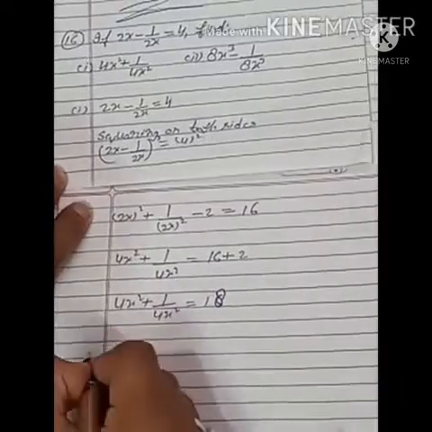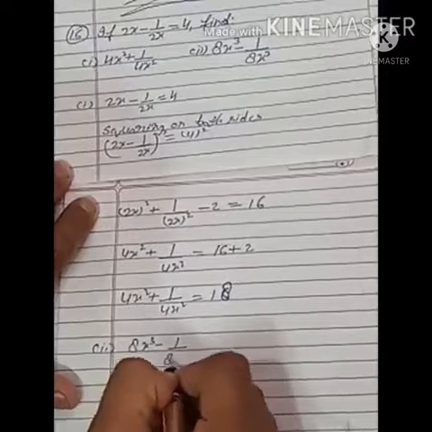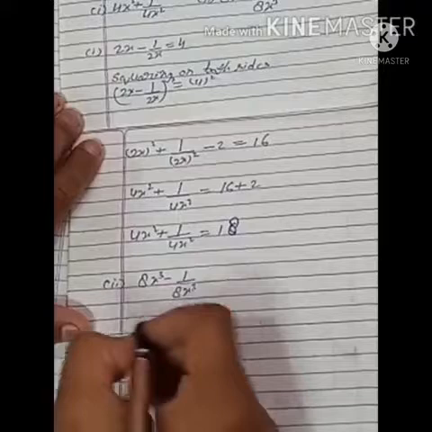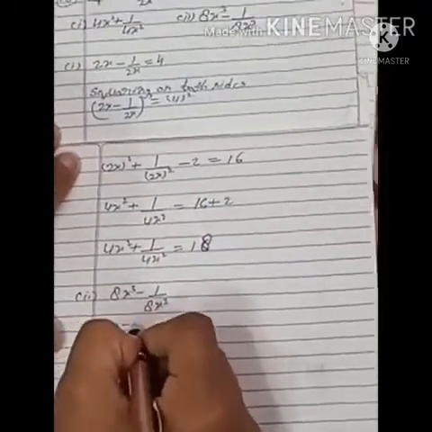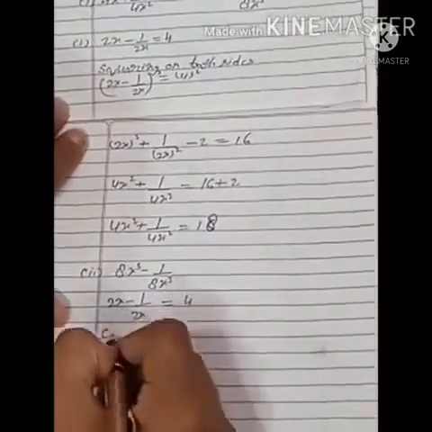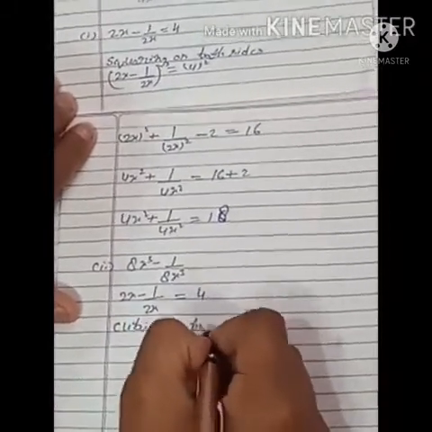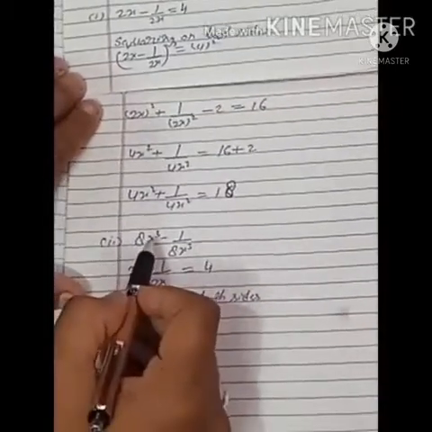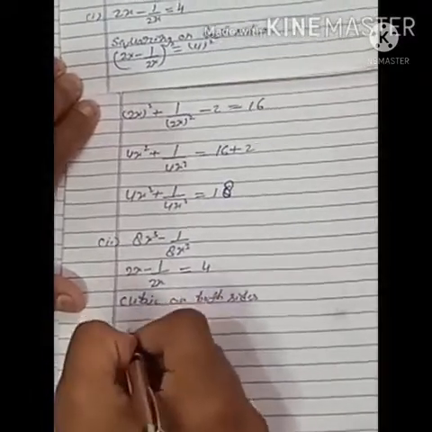So the second part is asking 8x cube minus 1 upon 8x cube. This we can find by doing the cubic on both sides, because here is power 3. So 2x minus 1 upon 2x is equal to 4. So what we will do, cubic on both sides. With this power we are finding whether we have to do cubic or squaring on both sides. So we will do cubic on both sides.